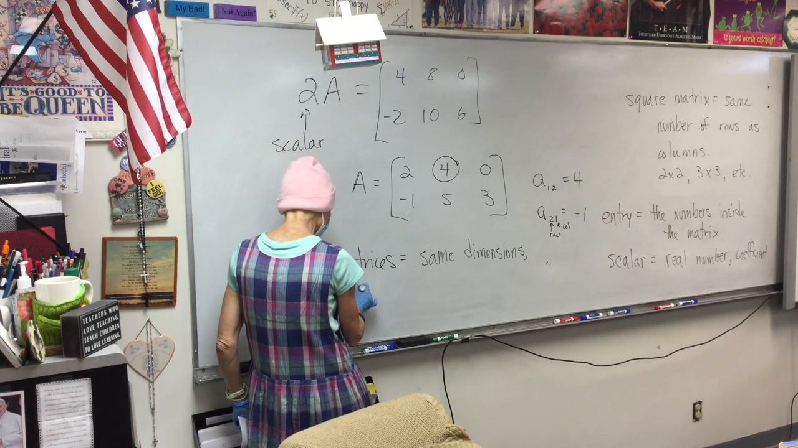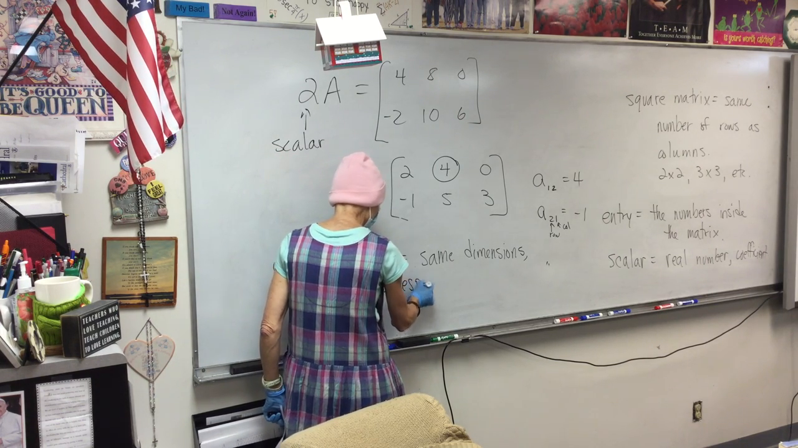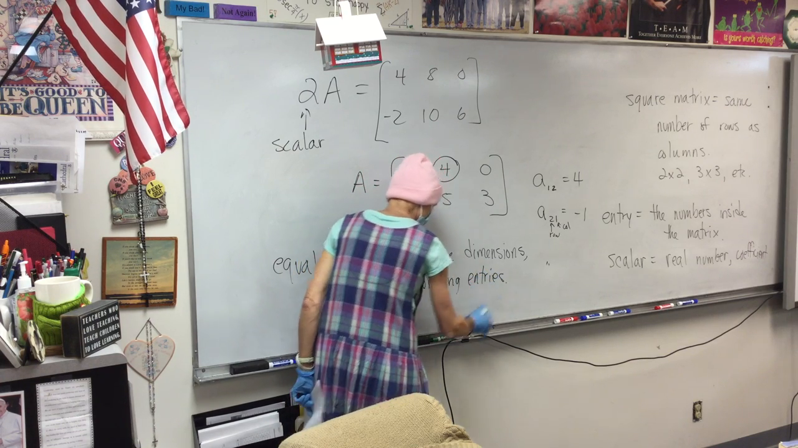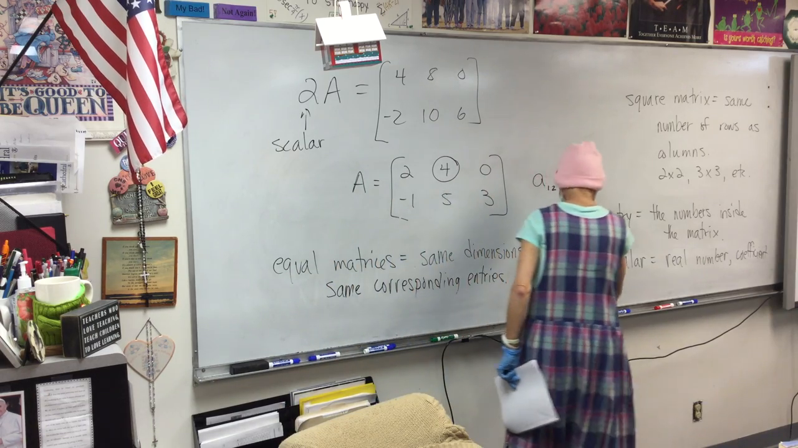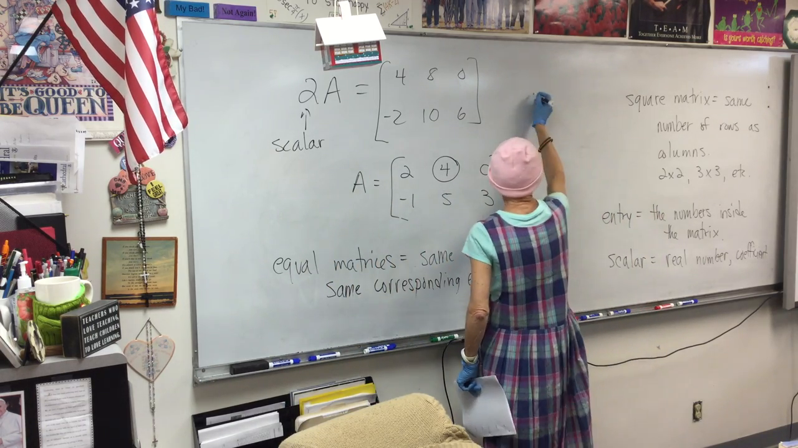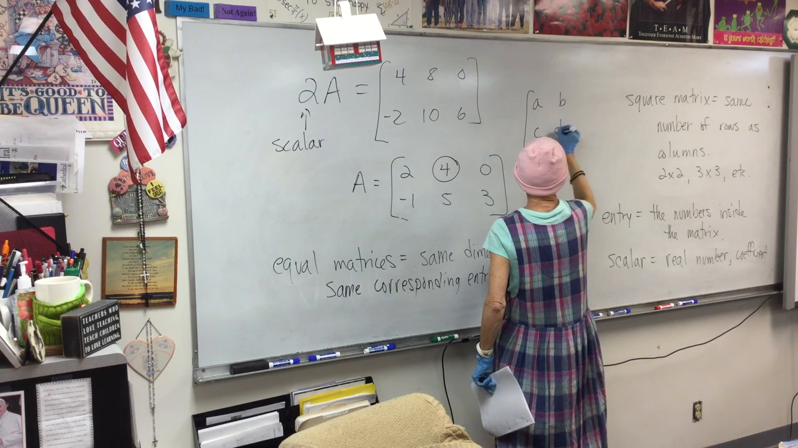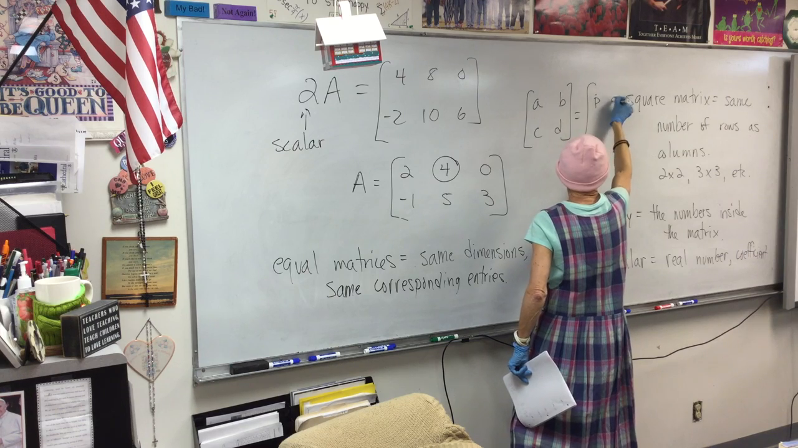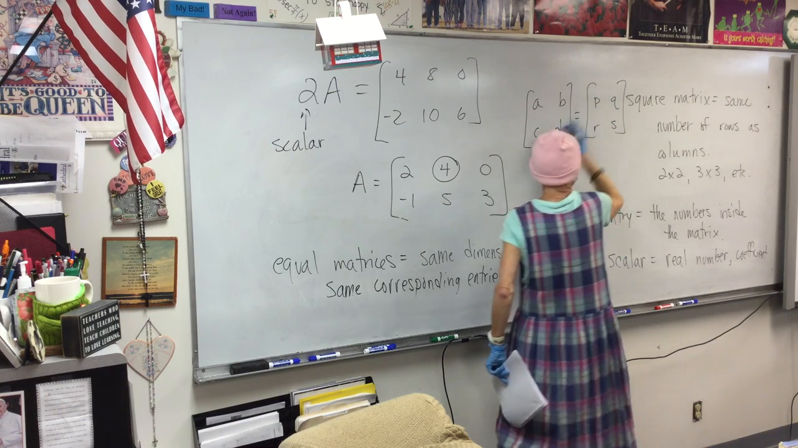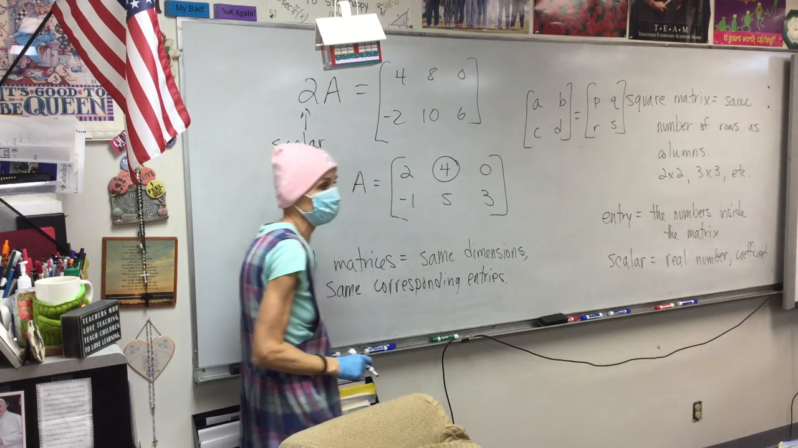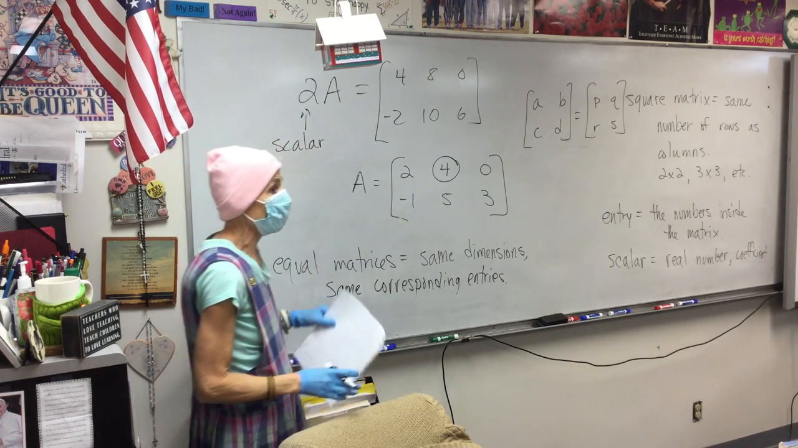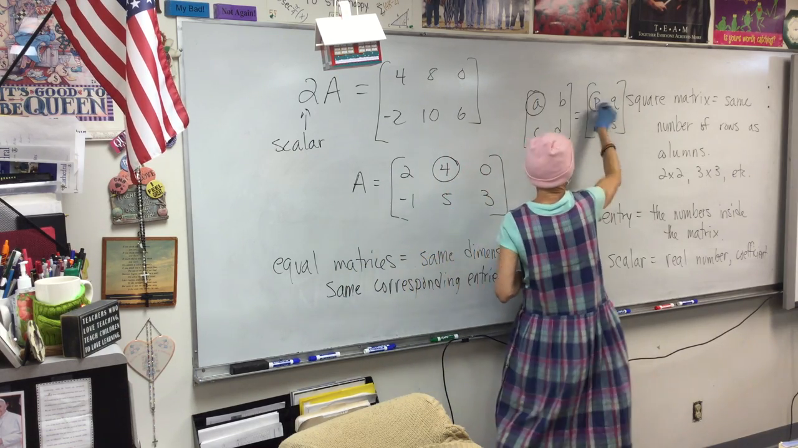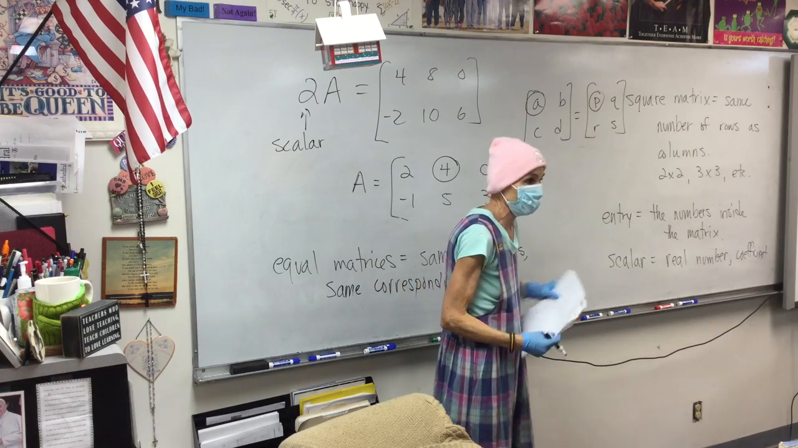And they have to have the same corresponding entries. So that means if I told you that these two matrices were equal, you would automatically know that A was the same as P, corresponding entry, same place.